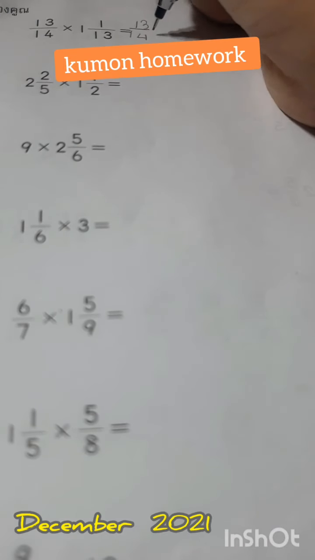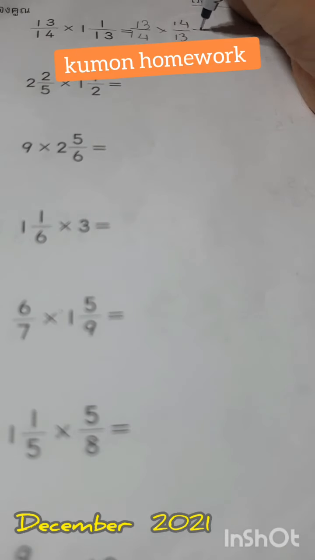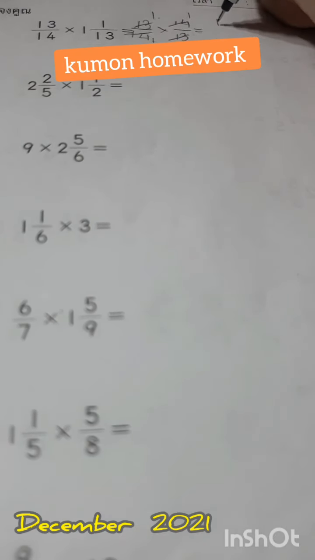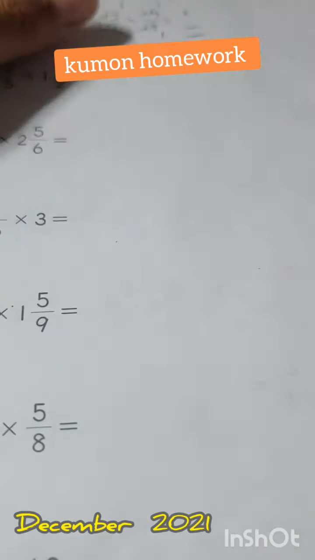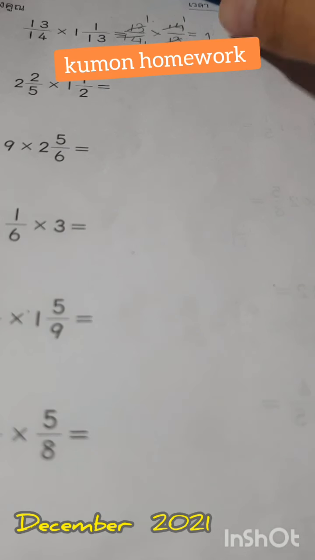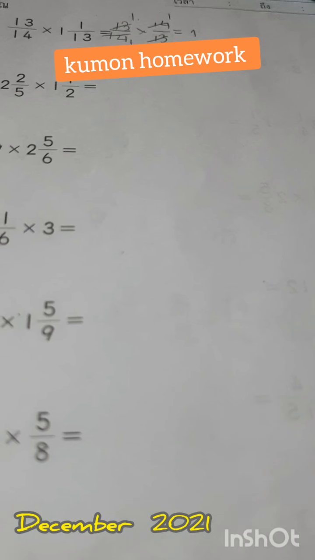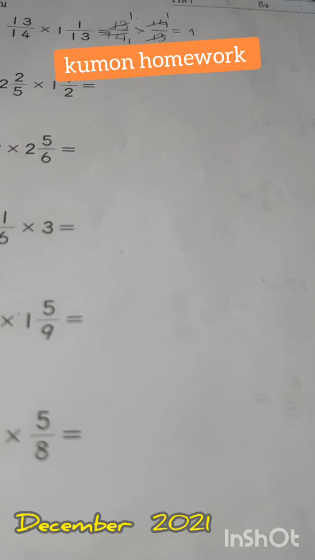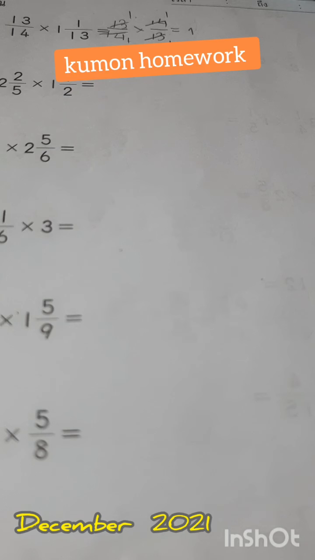This one, 13, 14 times convert into improper fraction. 14 equal, divided. Oh, it's easy. Okay, it's equal to 1. Why is it equal to 1? Why is it not equal to 1 over 1? It can be 1 over 1, but this one is easier. It's not preferred, it's not popular to use.